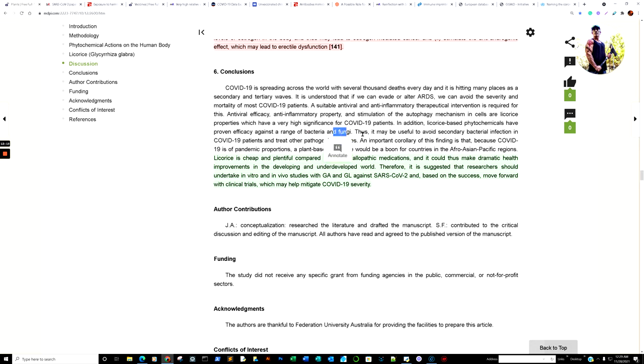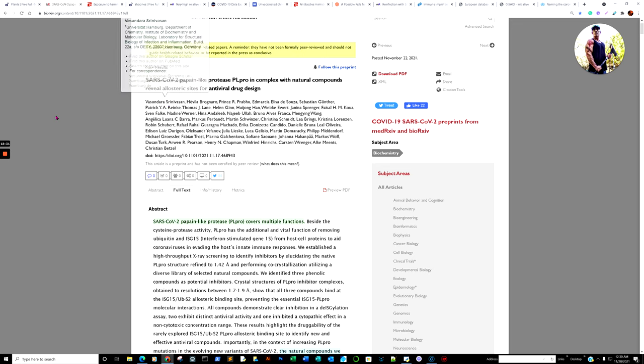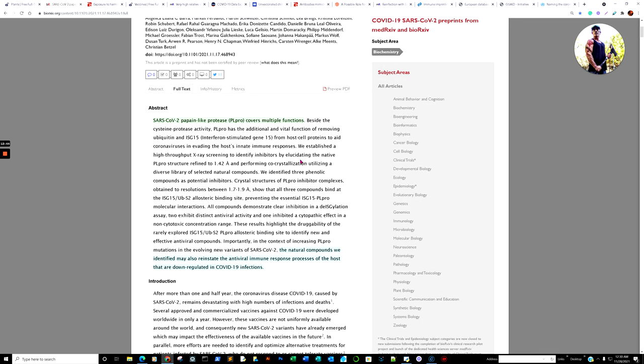But here's another thing. Look at this fungi thing, which is going to be important as far as being antifungal, because of these elements right here, and this next one, the SARS-CoV-2 papain-like protease, PL-PRO, in complex with natural compounds, reveal allosteric sites for antiviral drug design. Now, they go into detail on why the SARS-CoV-2 papain-like protease covers multiple functions, because it needs it. And so it'll go into this wonderful detail on what it does and why these three elements show great promise as well.